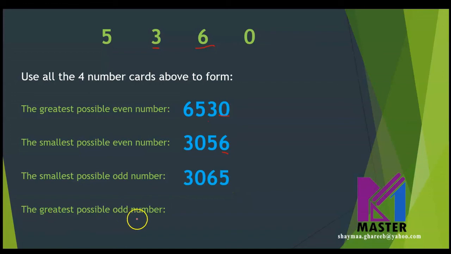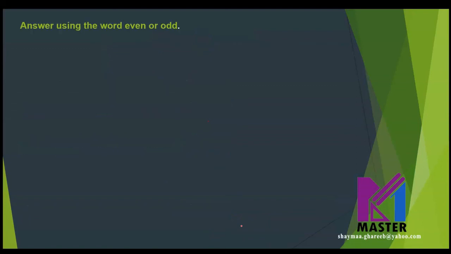The greatest possible odd number. I will start with the greatest digit in the thousands place, then the 5, then the 0, then the 3 to be the odd number. Okay, is this clear? Let's see the next.